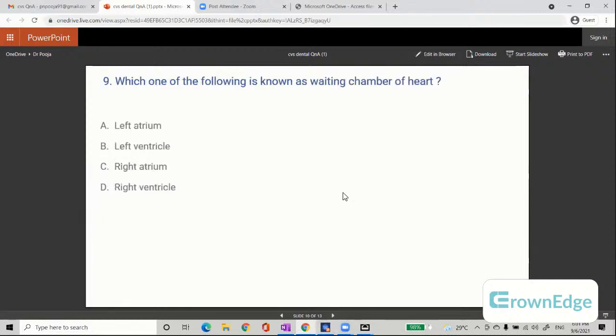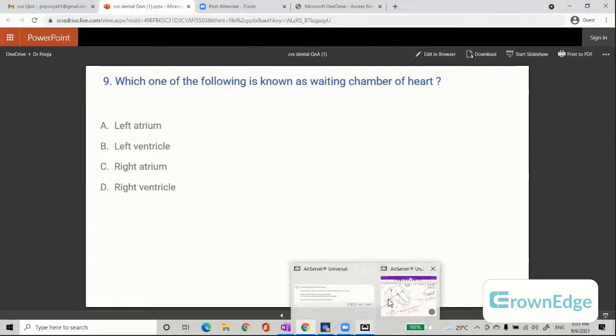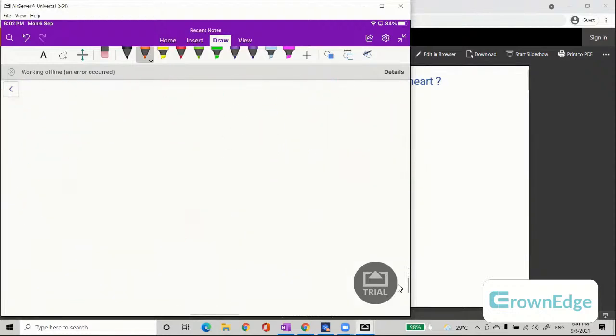Which one of the following is known as the waiting chamber of the heart? So which one of the following is the waiting chamber of the heart? Usually both the atria are known as the waiting chamber. Atria is the plural form for the atrium.